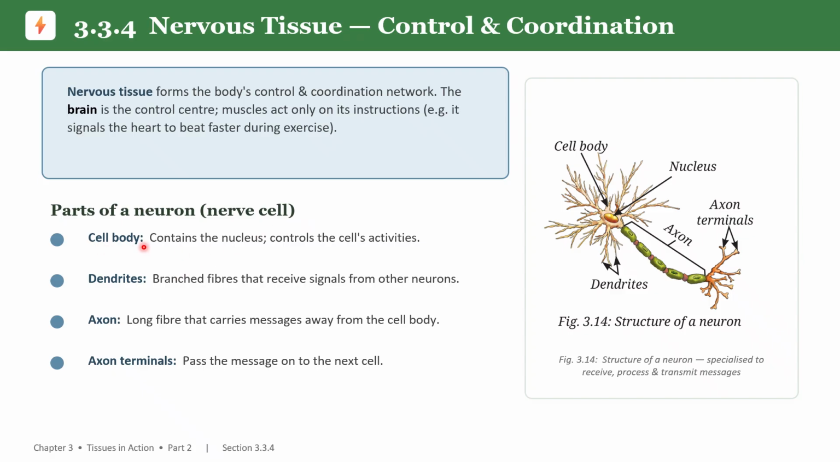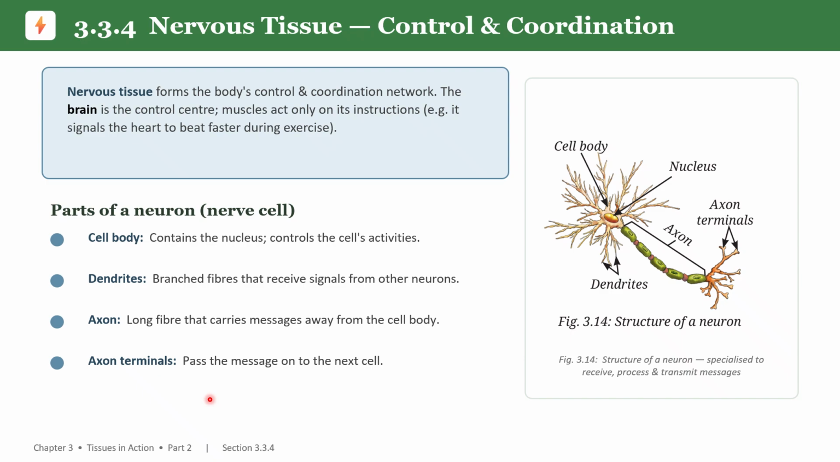The first part is the cell body. It contains the nucleus and also controls the cell. Next are the dendrites. Dendrites receive messages; think of them as an antenna, right? And next is the axon. It carries the messages away from the cell body, acting like an electric wire. And the last one is the axon terminal, which passes the message to the next neuron or muscle.